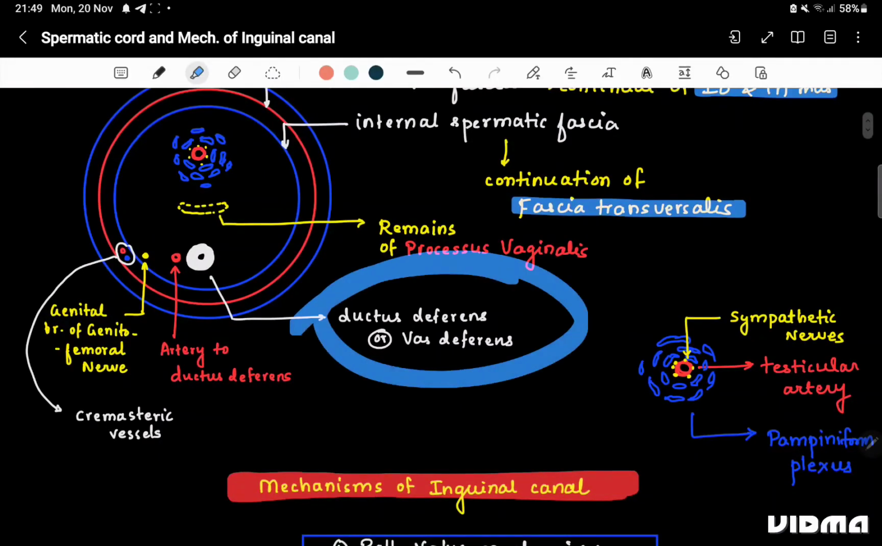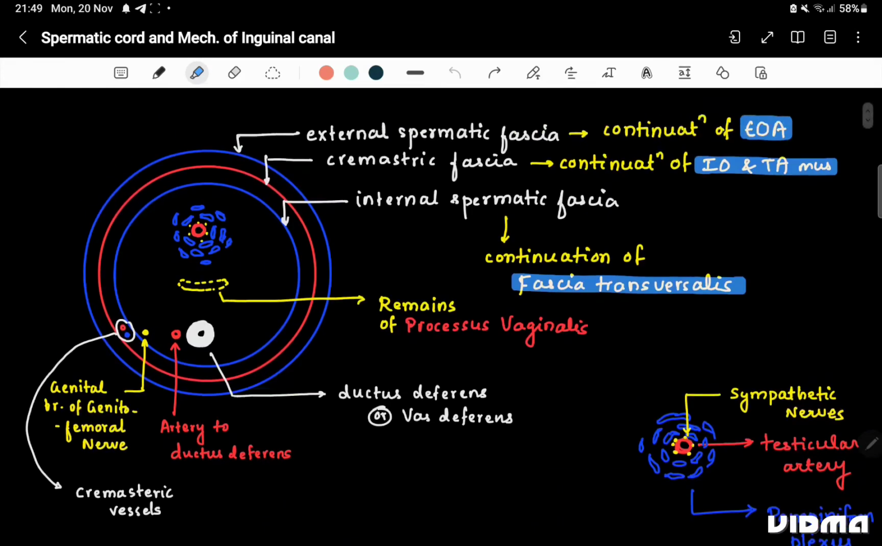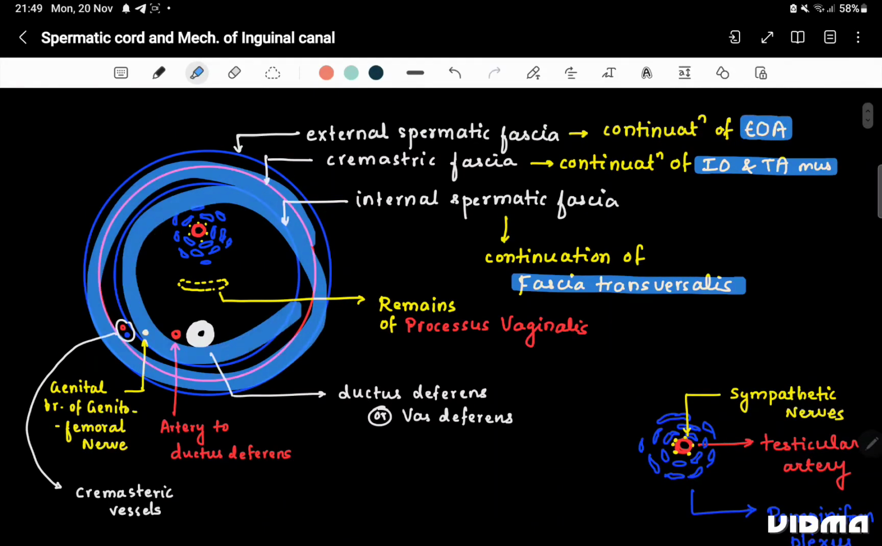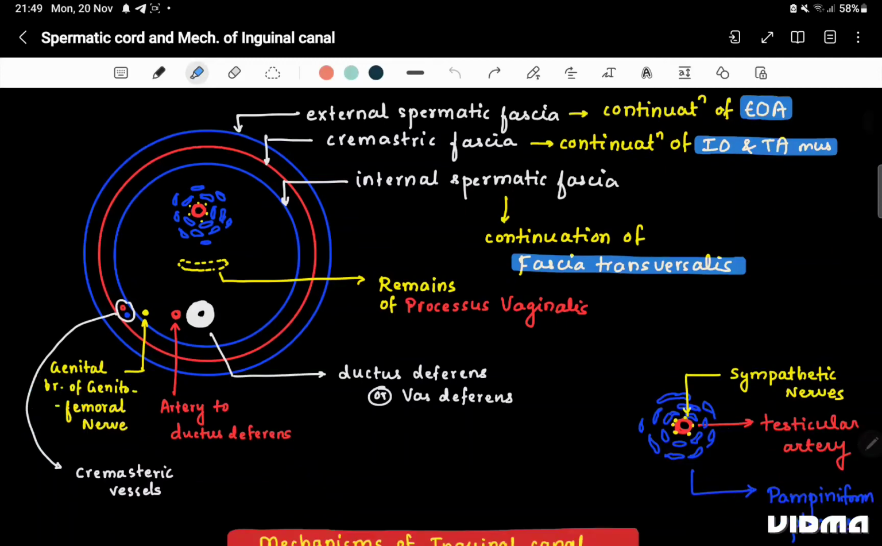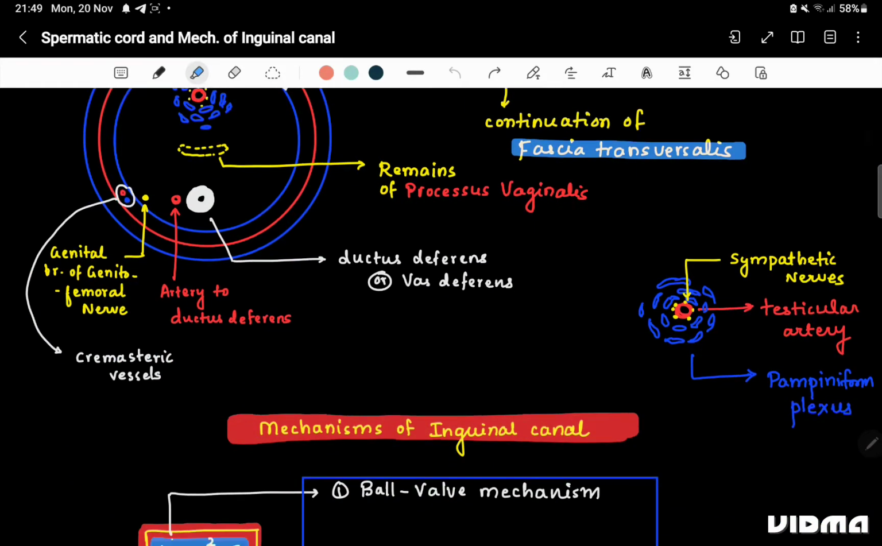The ductus deferens or the vas deferens is present over here. And then with the artery to the ductus deferens, the genital branch of the genitofemoral nerve is also seen here. Genital branch of genitofemoral nerve. Between the cremasteric fascia and the internal spermatic fascia, we have your cremasteric vessels. Cremasteric vessels are also present: the cremasteric artery and the cremasteric vein.